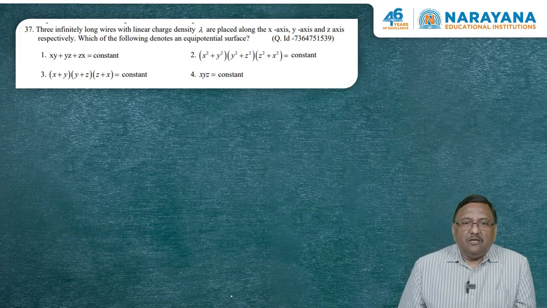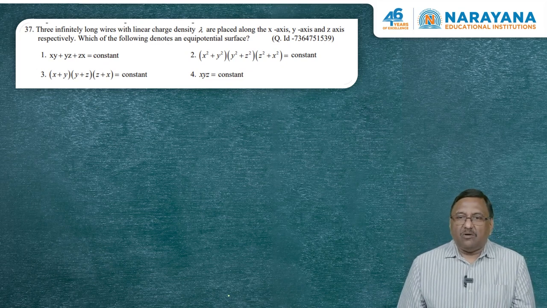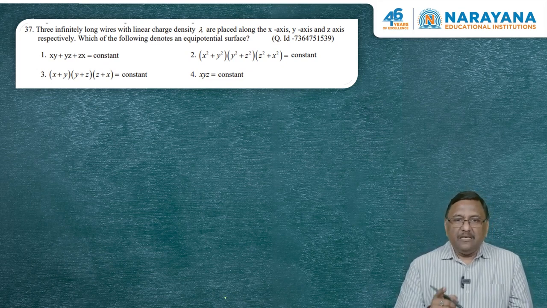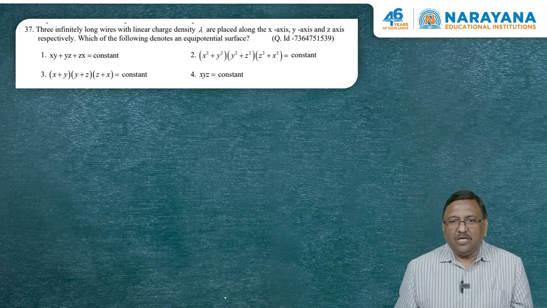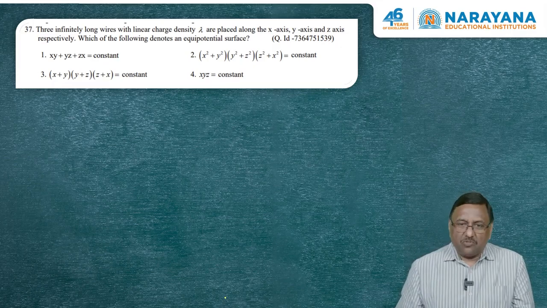If you read it very carefully, he is giving you 3 infinitely long wires with the linear charge density given to be equal for all 3 wires, and these wires are placed along the x-axis, y-axis and z-axis. Is that clear? He is saying which of the following denotes the equipotential surface. So we have to see what my equipotential surface is. It means we have to look for a surface where my potential is going to be the same. So obviously that is what you are going to call my equipotential surface.